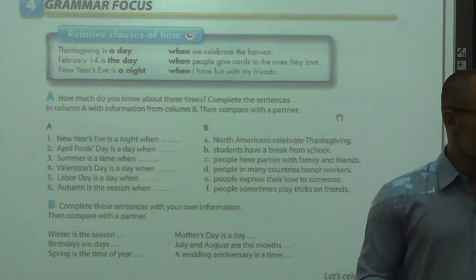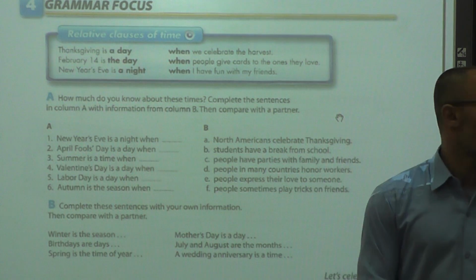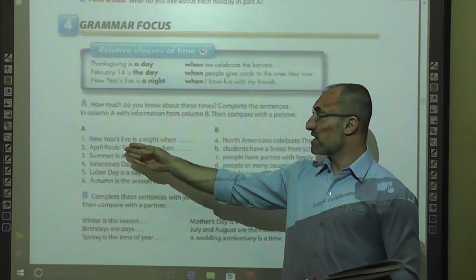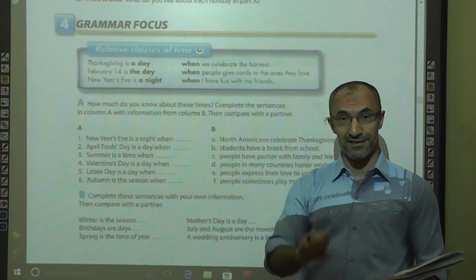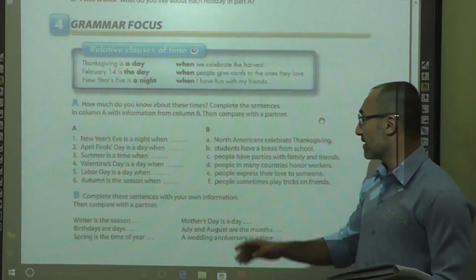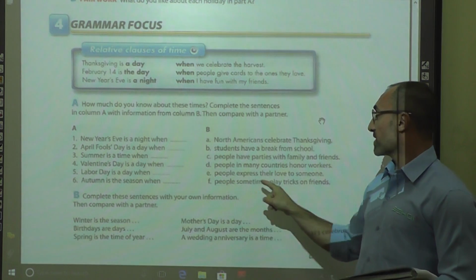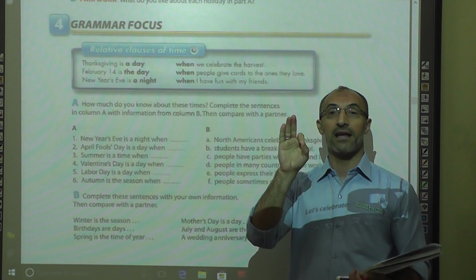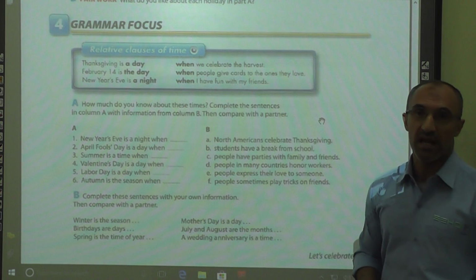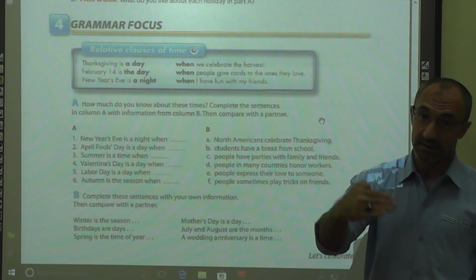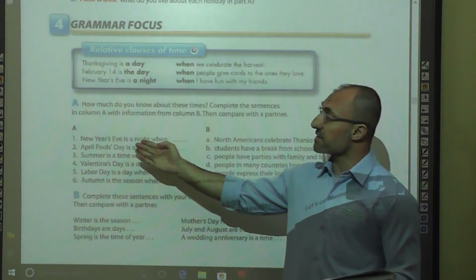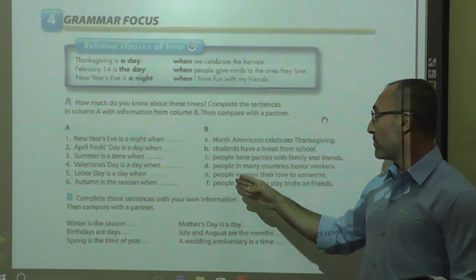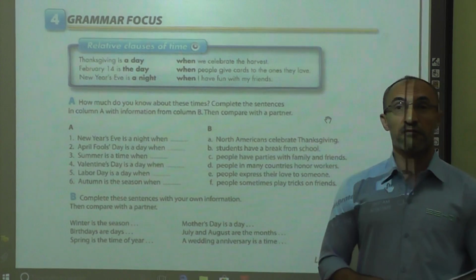So if we review our definition of relative clause, let's say it again. April Fool's Day is a day. It's our main sentence. And our relative clause here is when people sometimes play tricks on friends. Don't forget that a relative clause cannot be used independently or separately. It should follow what? It should follow the main sentence to give us a complete meaning. So, April Fool's Day is a day when people sometimes play tricks on friends.